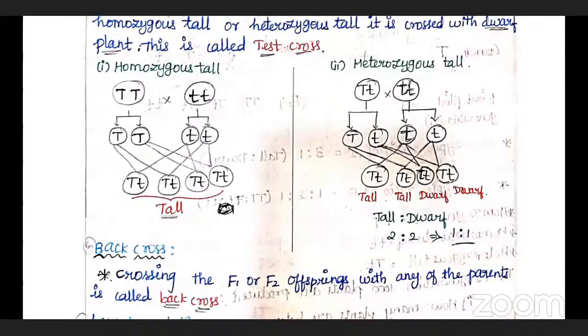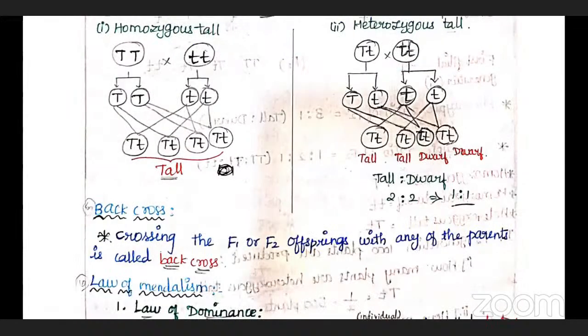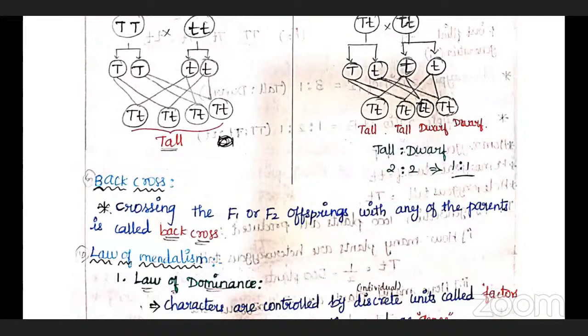One is capital T capital T, the dominant parent. Another one is small t small t, the recessive parent. Only two parents are used in a monohybrid cross. Clear? So back cross means nothing but crossing of the F1 hybrid with any one of its parents. That is called a back cross.